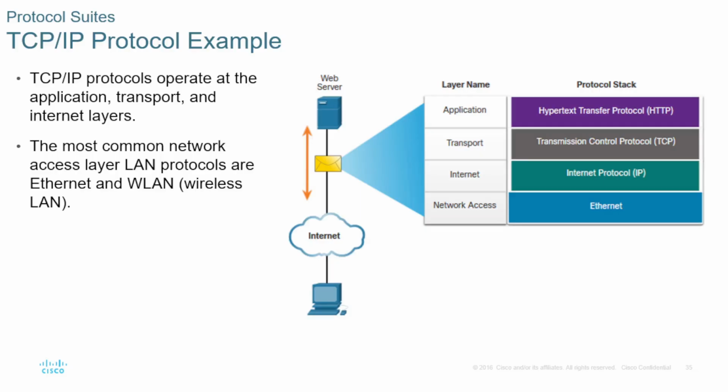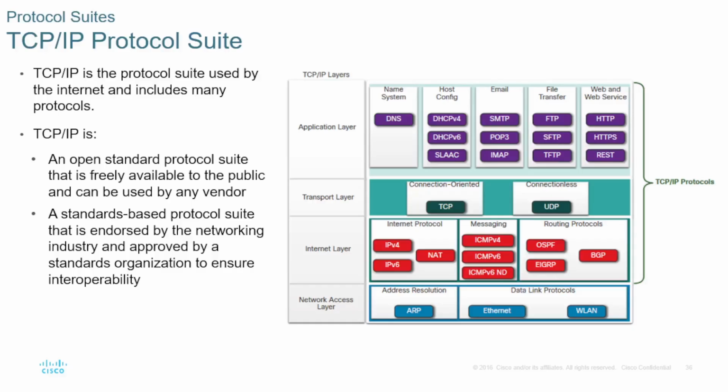Together, the TCP/IP protocol suite allows devices to communicate reliably across different types of networks and applications and is the protocol suite used by the Internet. It includes many individual protocols that work together to enable communication across networks. TCP/IP is an open standard protocol suite, freely available to the public and implementable by any vendor. It is also a standards-based protocol suite, endorsed by the networking industry and approved by recognized standards organizations to ensure compatibility across networks. The chart shows examples of protocols at each layer.